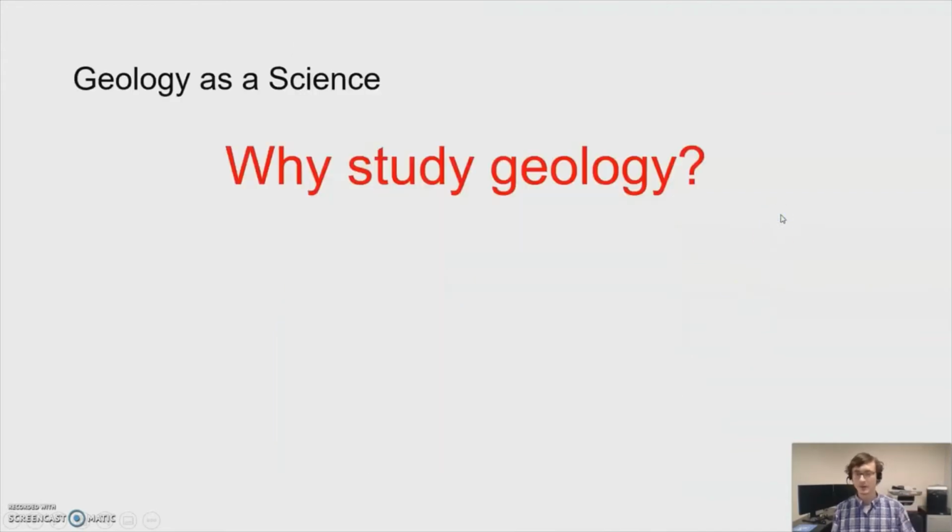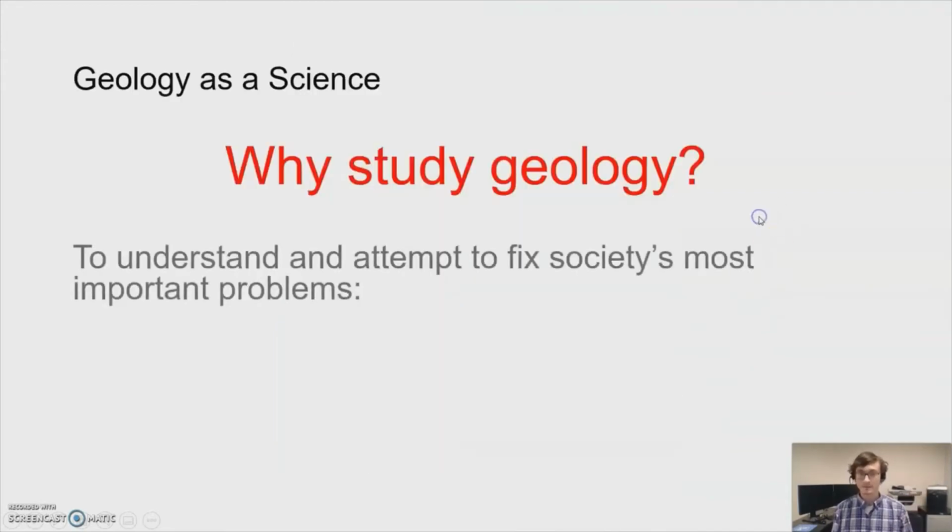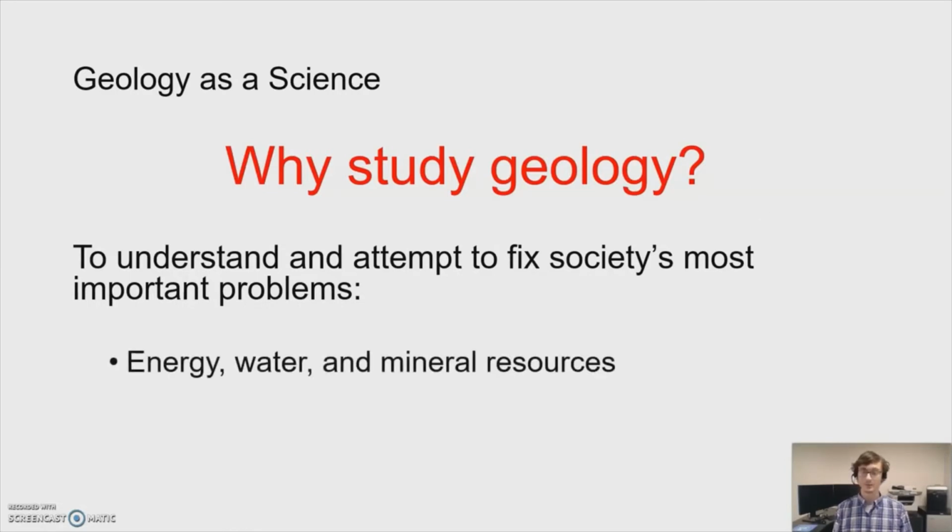So, why study geology? Some very important problems ultimately come into the universe of geology. For example, problems of energy, water, and mineral resources. The energy which turns on the lights in my office, the water that I drink, the raw materials that make up everything in this room. All of these ultimately are geologic problems in nature.